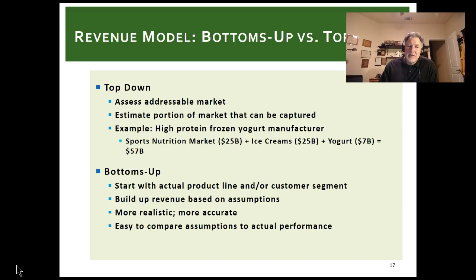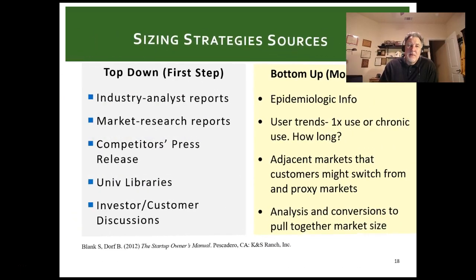Bottoms-up starts with the actual product line or customer segment, from the customers up, building up their revenue based on certain assumptions, as you saw in his model, going down to the store level. I think the bottom line about bottoms-up is that it gives you a more realistic assumption of the data, and it's much more accurate. It's a little bit more work, and it's easier to compare assumptions versus actual performance.